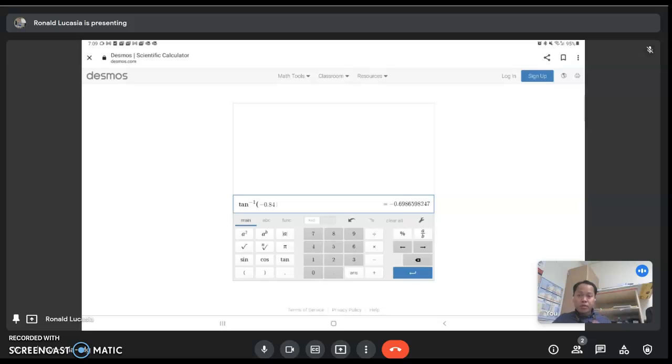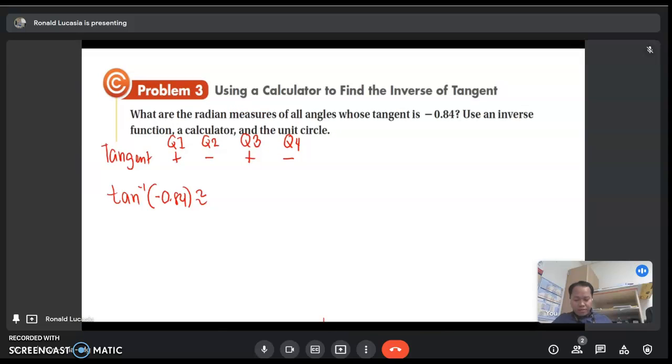Again, make sure your Desmos scientific calculator is expressed in radian. So this is equivalent approximately to negative 0.70. So since that's negative, it could be in quadrant 2 or quadrant 4.